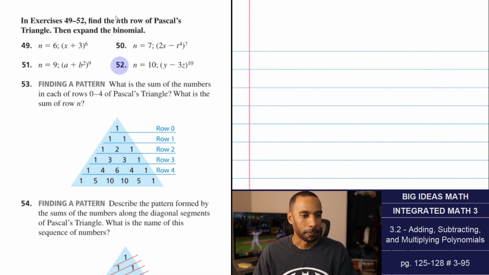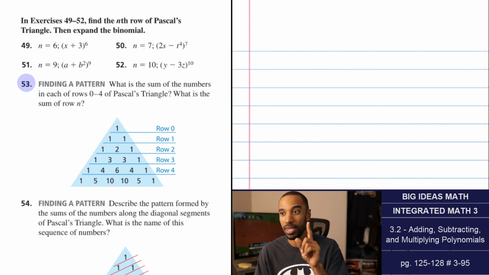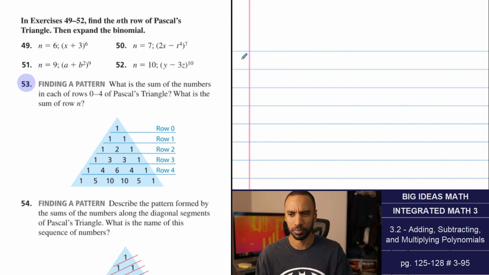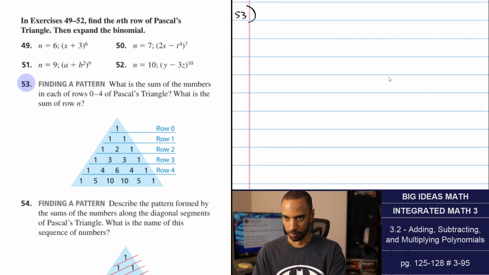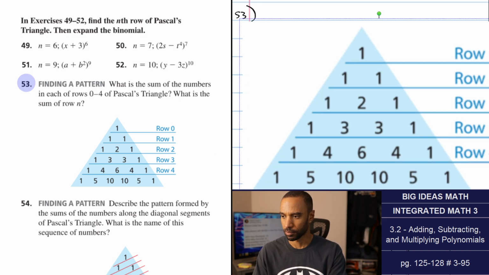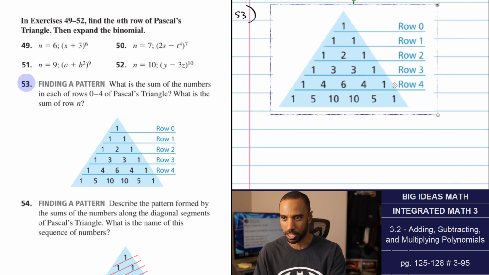Okay, number 53. Finding a pattern. What is the sum of the numbers in each of rows 0 to 4 of Pascal's triangle? Oh yeah, this one's another one as well. This one's cool. I think this is the powers of 2, if I remember. I might have given it away, but let's just copy and paste it because the diagram will be helpful. Yeah, I think I spoiled it.